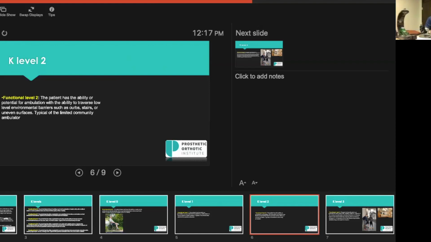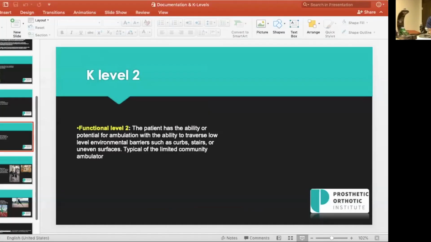But this is also a patient who has limitations. You're not going to find them out playing basketball. In other words, this would be a prime K2 level patient. And as we talked about last week, I brought a couple of different prosthetic feet here for you guys to see today. If you can switch back to me, Russ, we'll talk about that here in just a second.